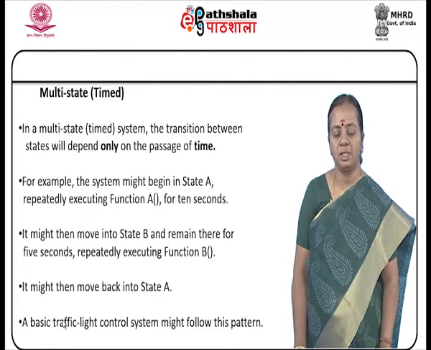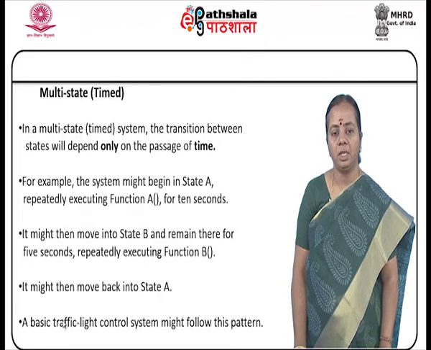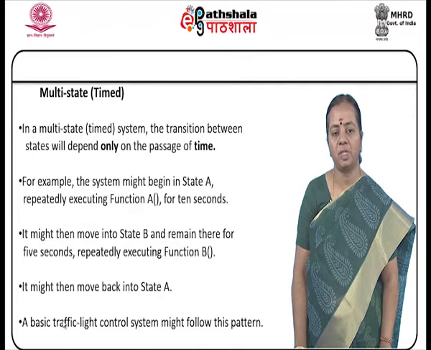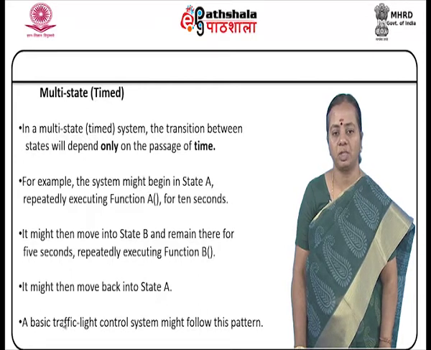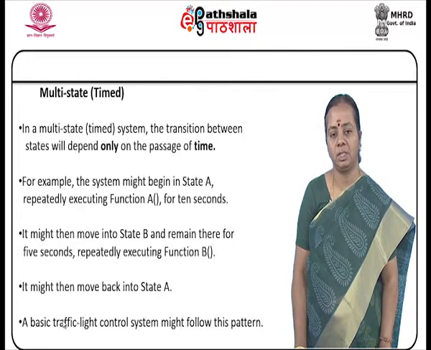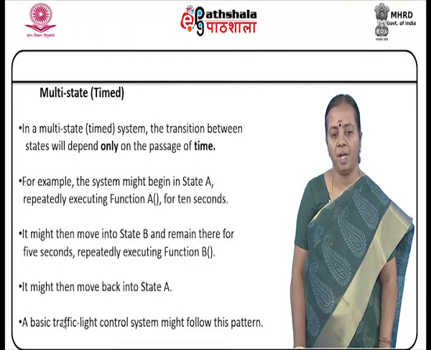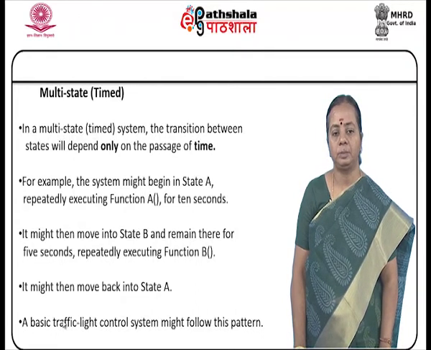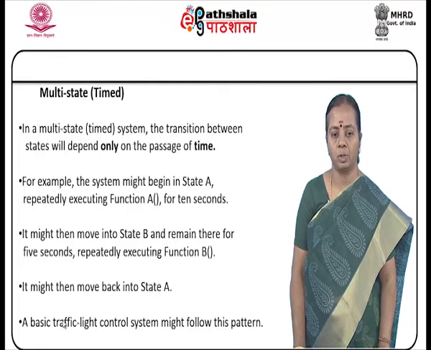Here each state is already fixed with one particular time for execution. State A is fixed with 10 seconds and state B is fixed with 5 seconds. After it has run for those 10 seconds, whatever the state of that particular system, it changes its state from A to state B. With state B also, after existing for 5 seconds, it will go to the next state. The example is a traffic light control system.